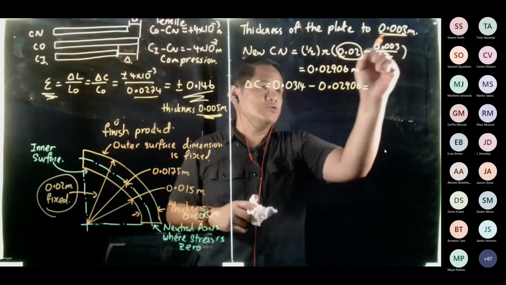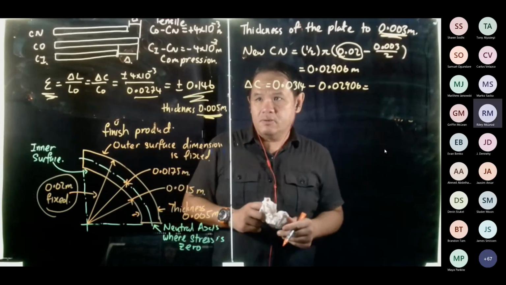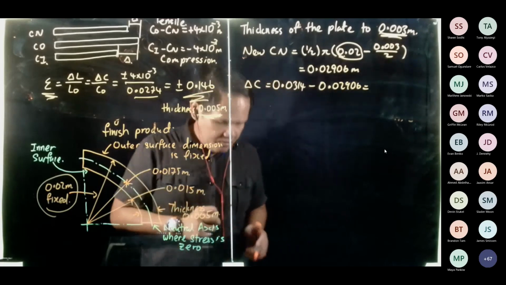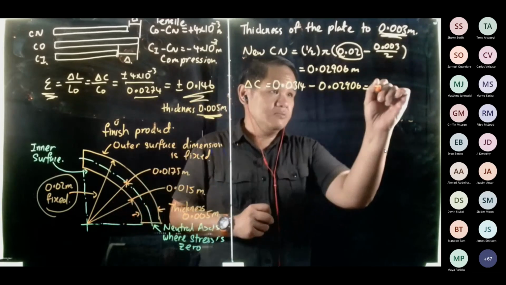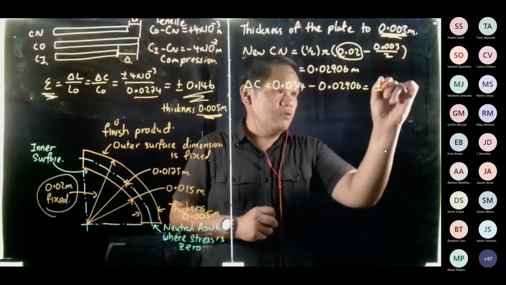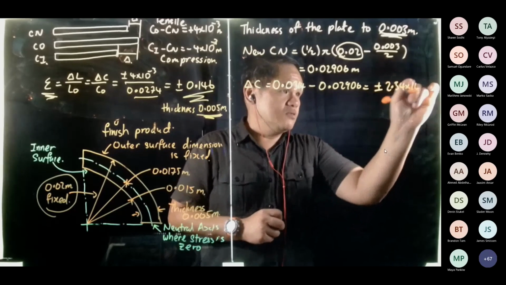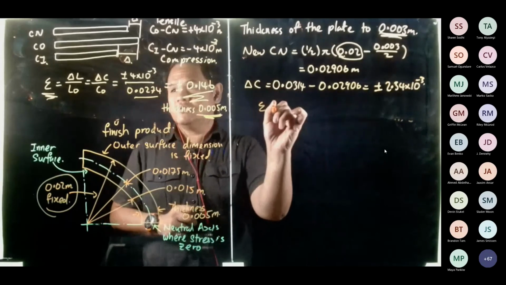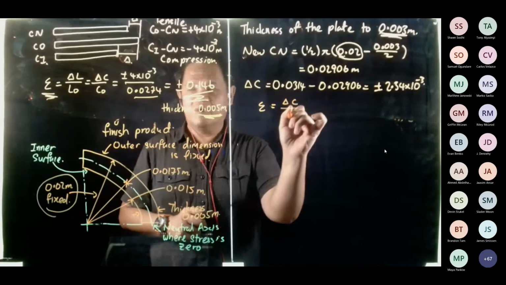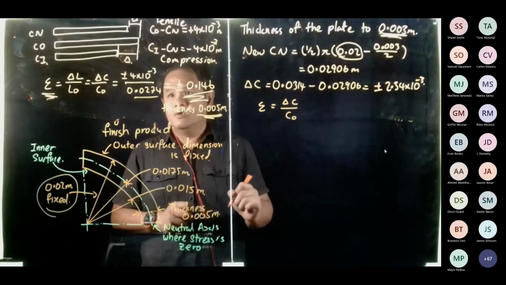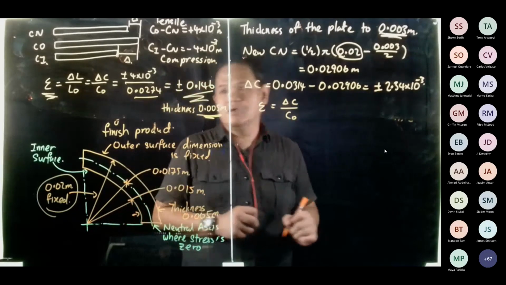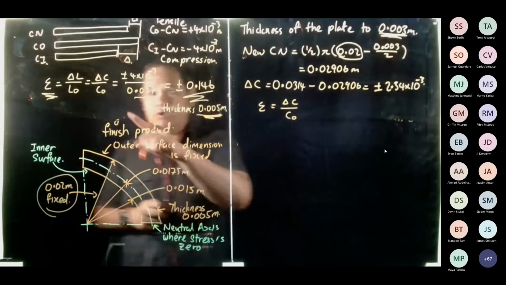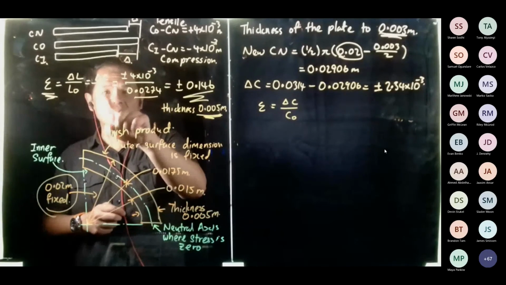Now I change the plate thickness to 0.03. So when this happens, our delta C will be plus or minus 2.34 times 10 to the power minus 3. So from here, the strain induced, same formula, delta C divided by C naught. Sorry, it's not circumference outside, it's C naught, I do apologize.